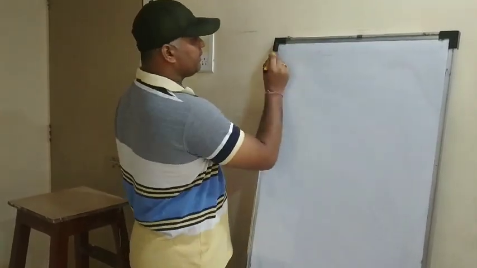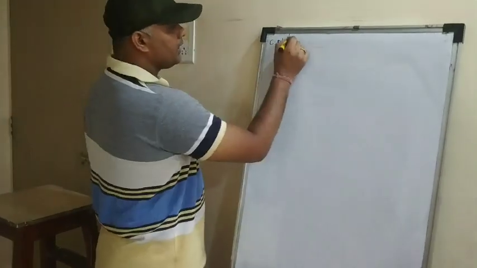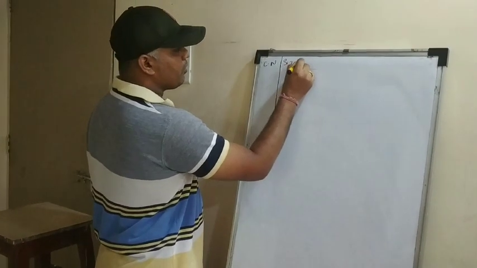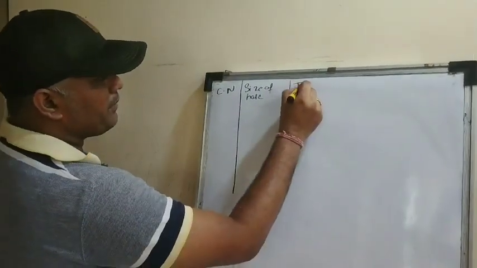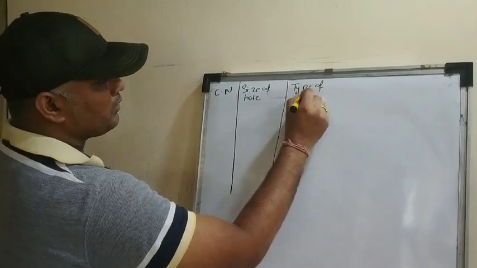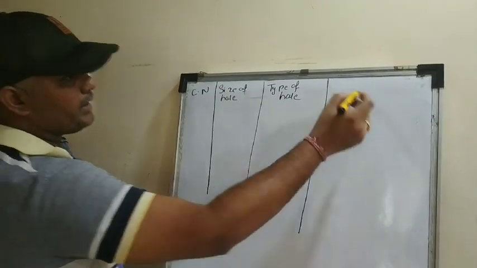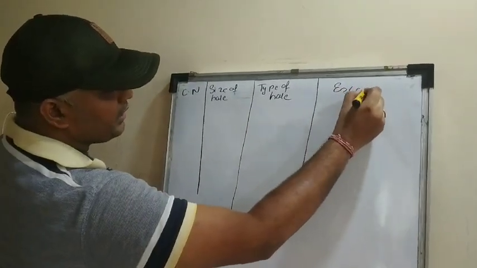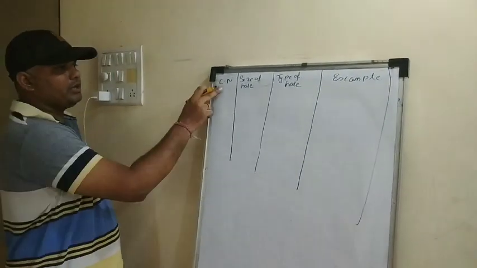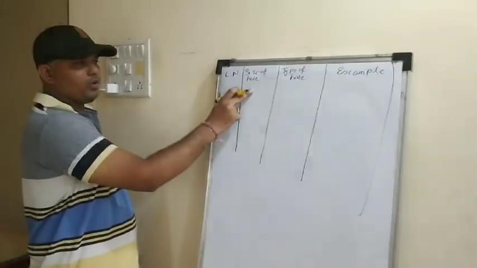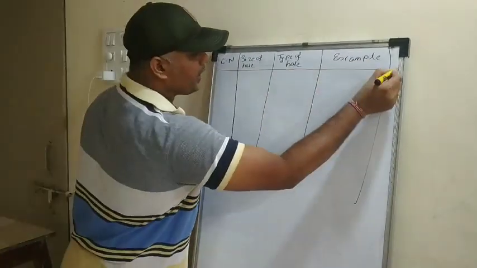Make a table. This will be the coordination number. This will be the size of the hole. This will be the type of the hole. And this will be the example, right? So are you understanding it? Coordination number, size of a hole, type of a hole, and example. So let's do one by one.